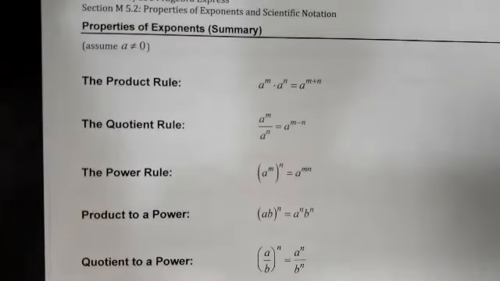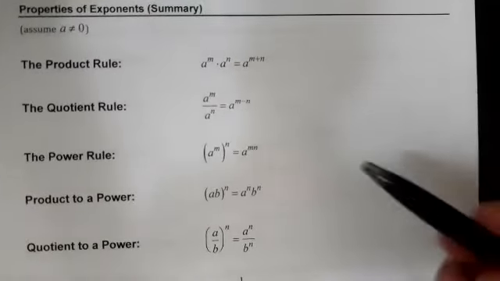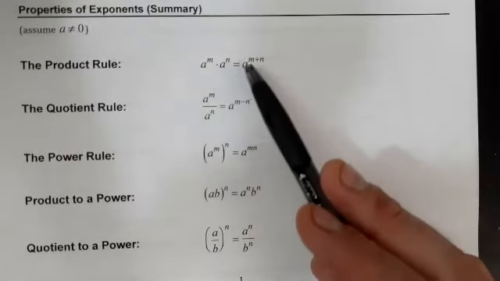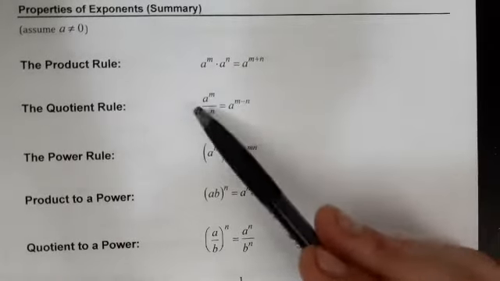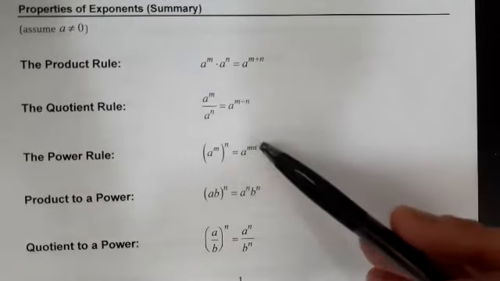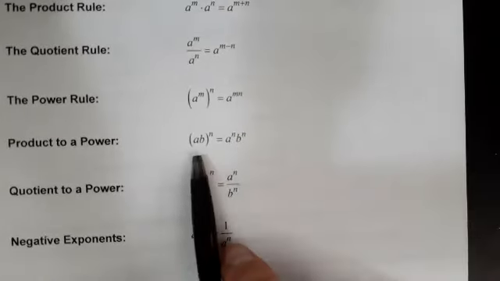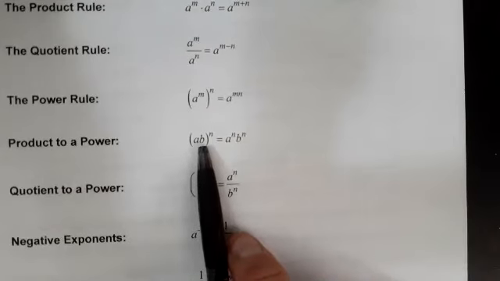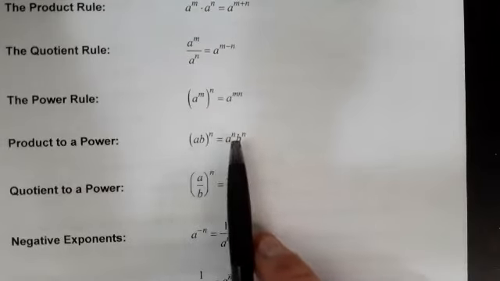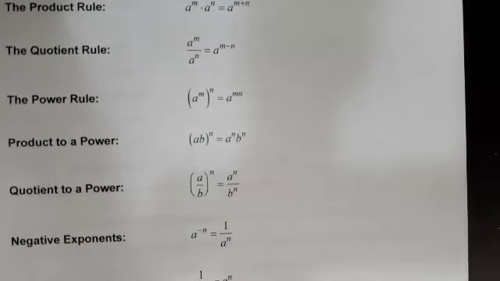And now we have a list of these rules that we just used. We have the product rule. So if we're multiplying 2 like bases, we're adding the exponents. If we're dividing 2 like bases, we have to subtract the exponents. If we have 2 exponents, we're multiplying the exponents. If we have multiple terms being multiplied, raised to exponents, we can put each one of those variables to an exponent. If we're dividing, we can do the same sort of distribution.